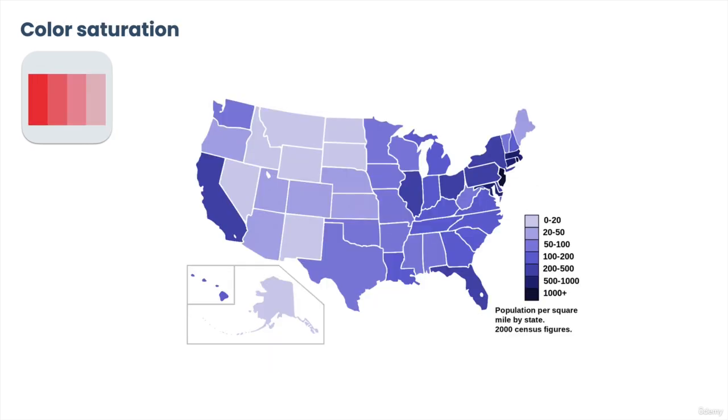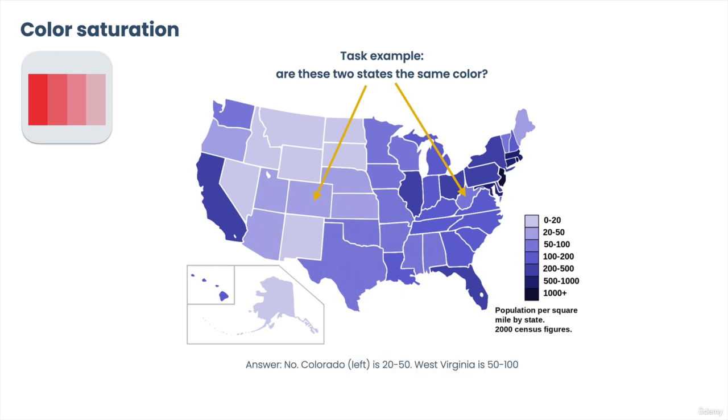And last but not least, the 10th elementary perceptual task is decoding color saturation. Well, in this case, the authors talk about color saturation, but I believe we could speak about decoding color in general. In this task, can you tell me if these two states that I'm pointing at with arrows are the same color or not? Actually, they are not. The one on the left, which is Colorado, is in the range 20-50. West Virginia, which is the one on the right, is in the range 51-00.